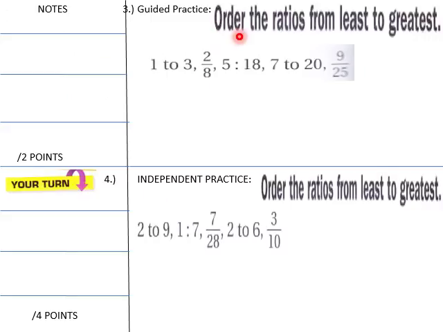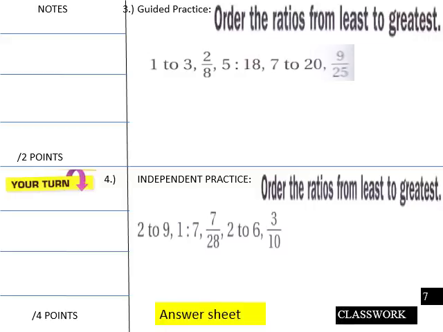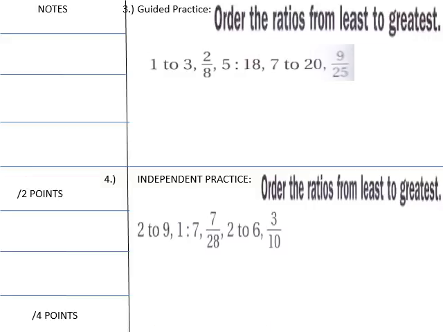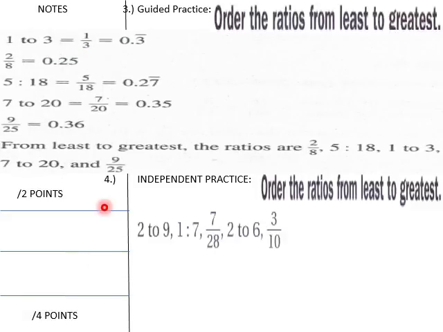Okay, order the ratios from least to greatest here, and you do the same thing down here. I'd use a number line. I should have included a number line. Go ahead and make a number line. Students, make a number line if you need to. If you're real good, you don't need one, but it makes it easier to visualize. More of a visual mathematics kind of thing.